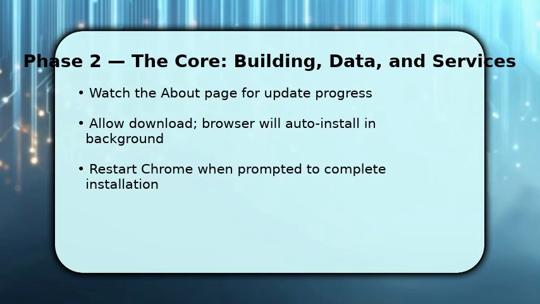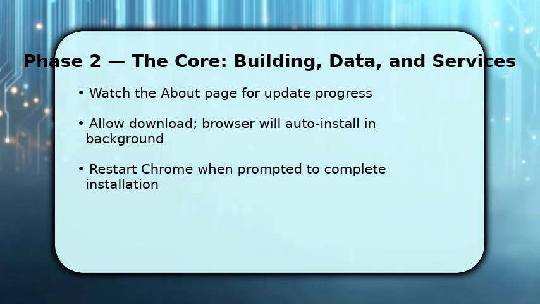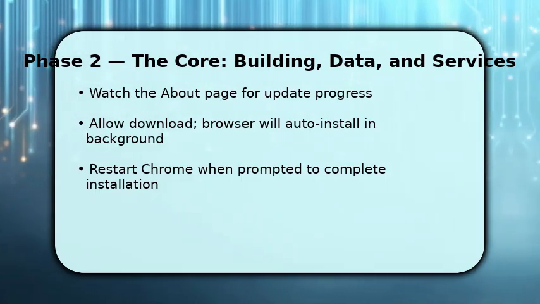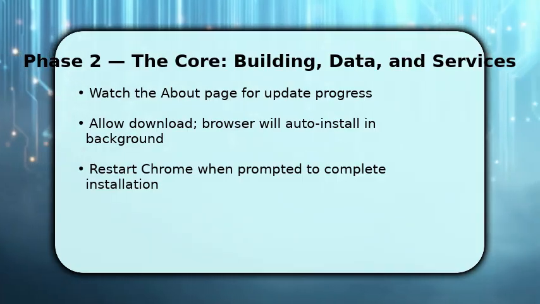When the About page runs, Chrome checks servers and begins downloading if an update exists. You'll see a progress indicator that confirms the download is active. You don't need to stop work, but avoid closing Chrome because closing aborts the process.